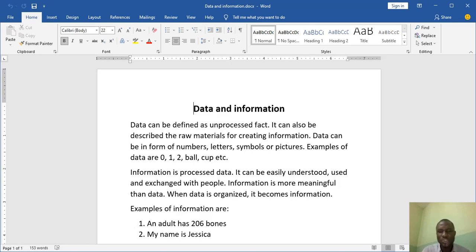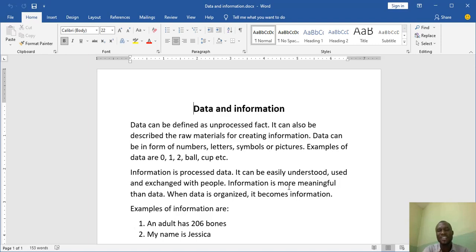Information is processed data, meaning it has been placed in a particular pattern. It is data that has been arranged well. It can be easily understood, used, and exchanged with people. Please take note of this: information is more meaningful than data. When data is organized, it becomes information. It packages data very well.